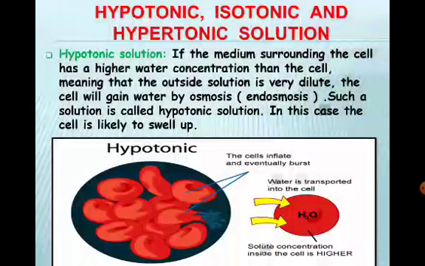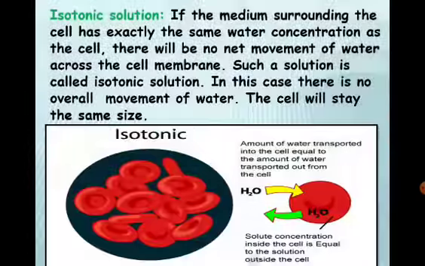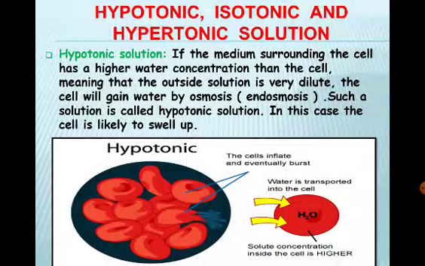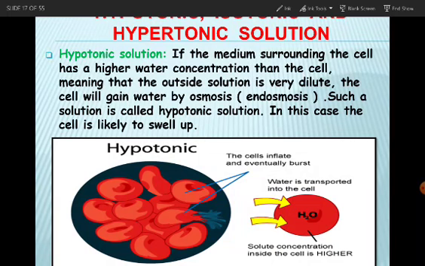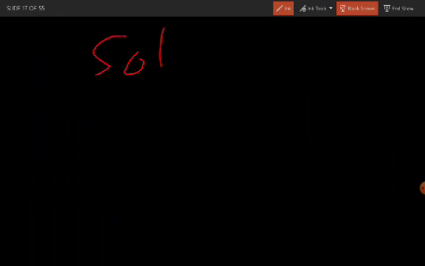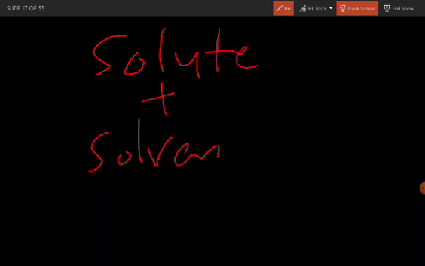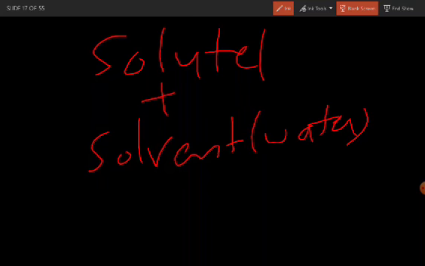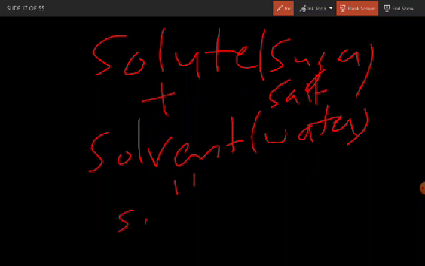Basically, three types of solutions are available in biology: hypotonic solution, isotonic solution, and hypertonic solution. Before that, let's see what is solution. Solution is basically made up of two things. One is solute and second is solvent. In most of the cases we consider solvent as water, and solute can be a sugar or it can be a salt. So when these two things combine, they will form what? Solution.